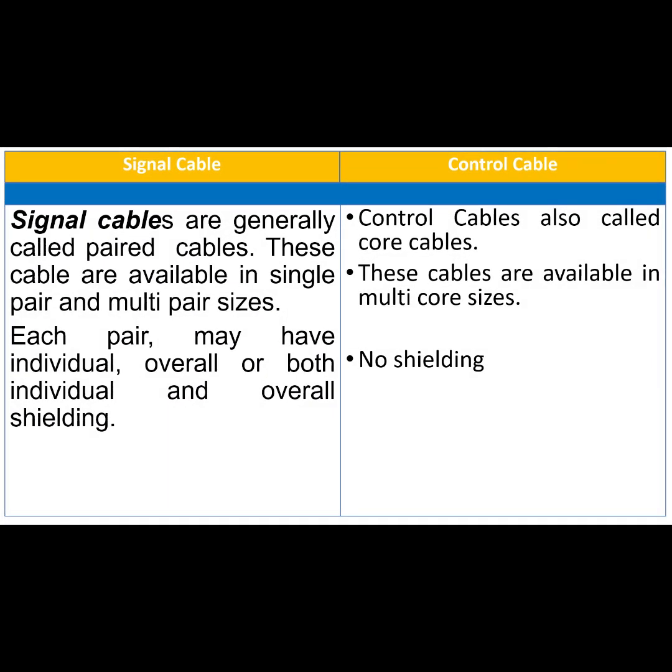The signal cables are generally called paired cable. These cables are available in single pair and multi-pair sizes. Each pair may have individual, overall or both individual and overall cable shielding, while the control cables are also called as core cables. These cables are available in multi-core sizes. No shielding is required in control cable, but in some cases the control cable may have cable shielding.